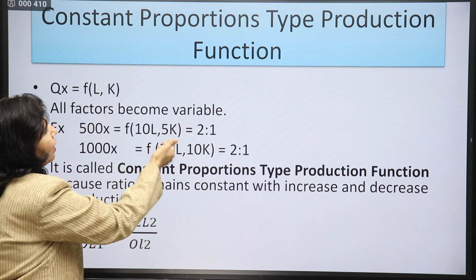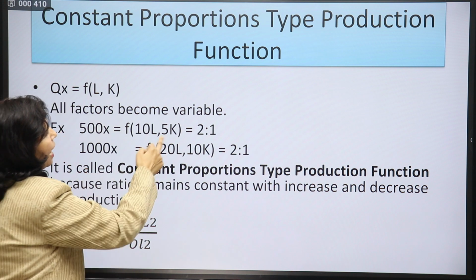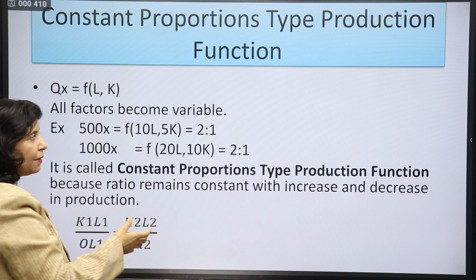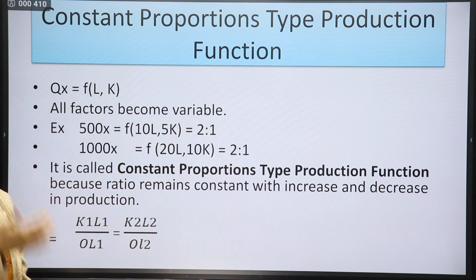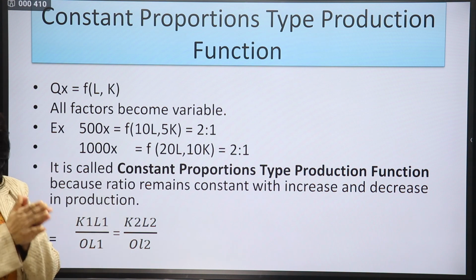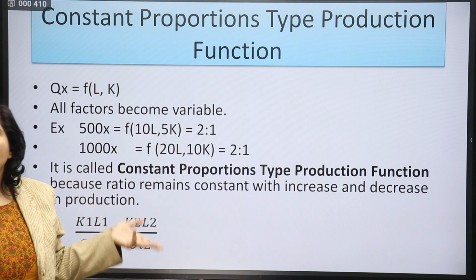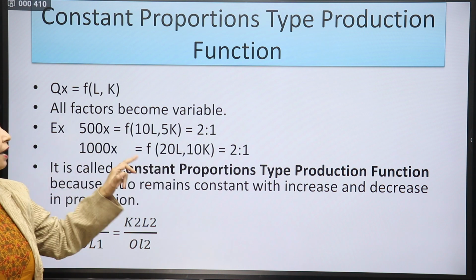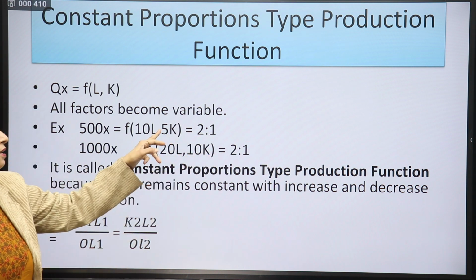Here we have employed 10 machines and 20 laborers, 20 workers are employed. That means your ratio is constant. We can increase both the plant and machinery and the number of workers. That means fixed and variable factors both can be changed in the long run. So the ratio can be kept constant. Why? Because 10 by 5 is equal to 2:1 and 20 by 10 also is equal to 2:1. So the ratio remains constant.